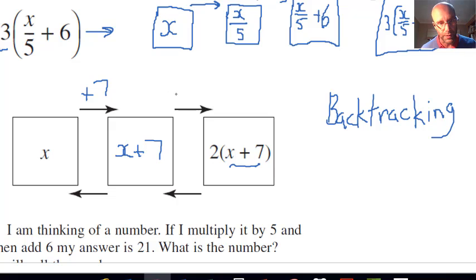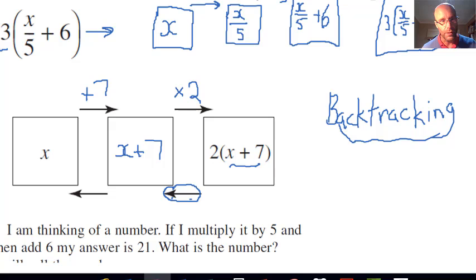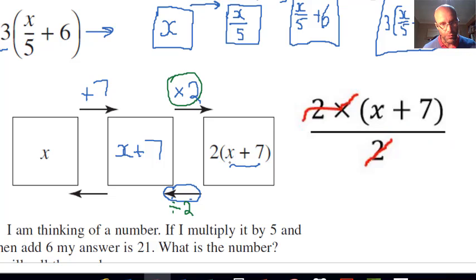To get the final expression there, 2 times x plus 7, we have to multiply the previous result by 2. So that's very similar to what we've been doing above. However, what about these other arrows down here, going the other way? They're the backtracking arrows. And basically we have to use what we looked at in the previous video, the inverse operations. What is the opposite operation to times 2? It's divide by 2. So we have to divide by 2.